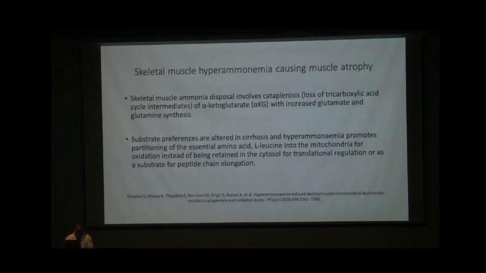Also, skeletal muscle hyperammonemia causes muscle atrophy, and as I told, there is a loss of tricarboxylic acid cycle intermediates, that is called cataplerosis. Skeletal muscle takes on more handling of glutamate and glutamine synthesis in liver failure, thereby utilizing the alpha ketoglutarate level and decreasing protein synthesis. If we supplement branched-chain amino acids, they increase the level of alpha ketoglutarate and improve sarcopenia and protein synthesis.